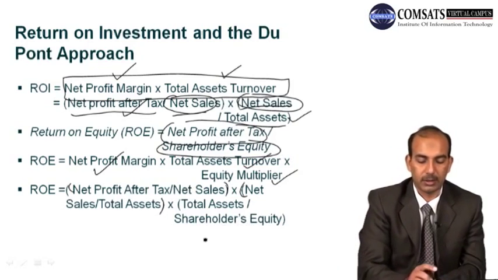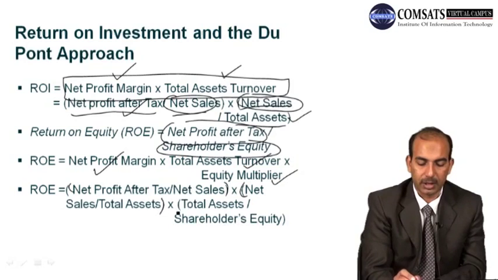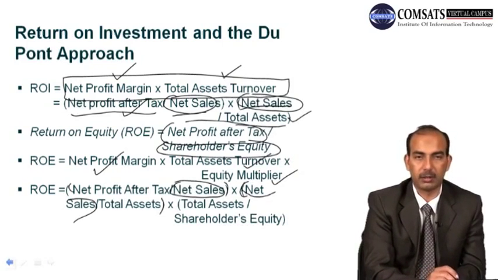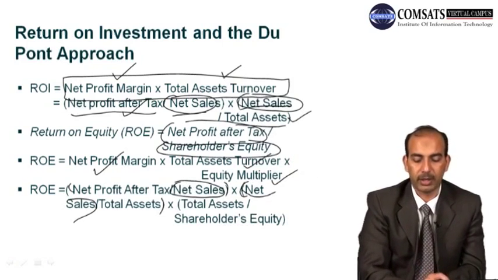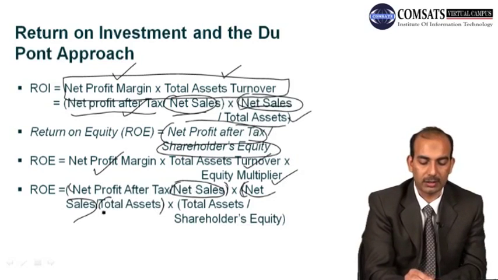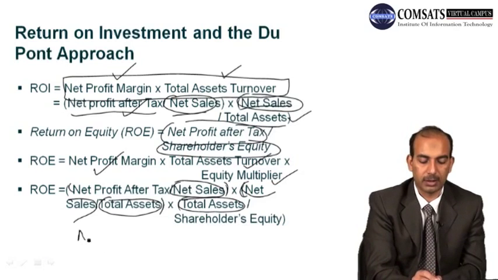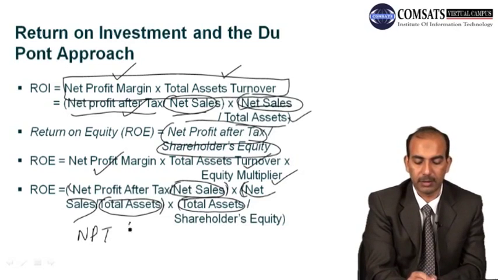And if you look here, the net sales are in the denominator here and net sales are in the numerator here, so they will be cancelled with each other. And if you look at total assets, it is in the denominator, and here the total assets are in the numerator, so they will also be cancelled out, and we will be left with net profit after tax divided by shareholders' equity.